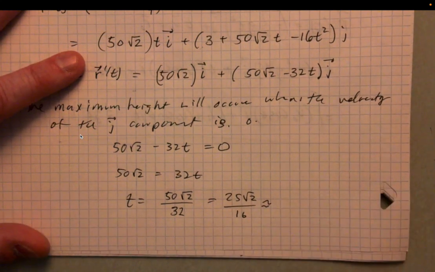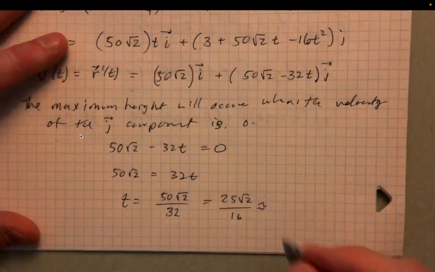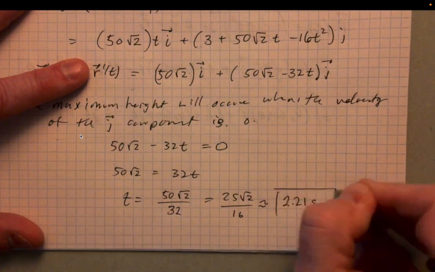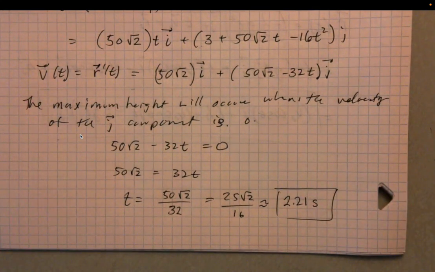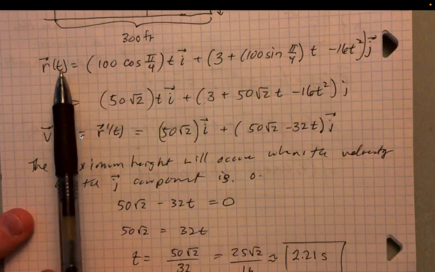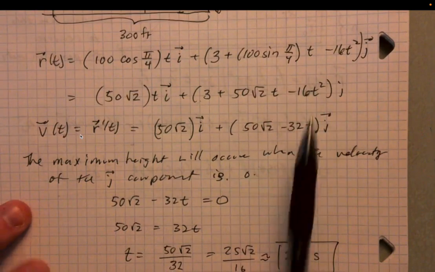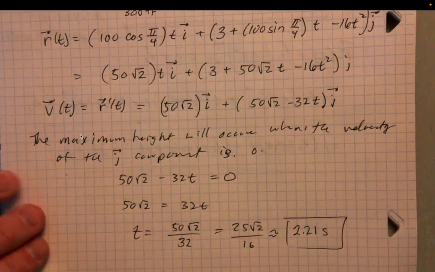And we can just plug that in and figure out what that looks like as an actual decimal number: 2.21 seconds. Okay, so the ball is hit, and 2.2 seconds later it's at its maximum height. We could obviously figure out what its maximum height is by plugging 2.21 into this, and the j component in particular would tell us what that max height is. Okay, all right, so we've got part 1 sorted. What about part 2?